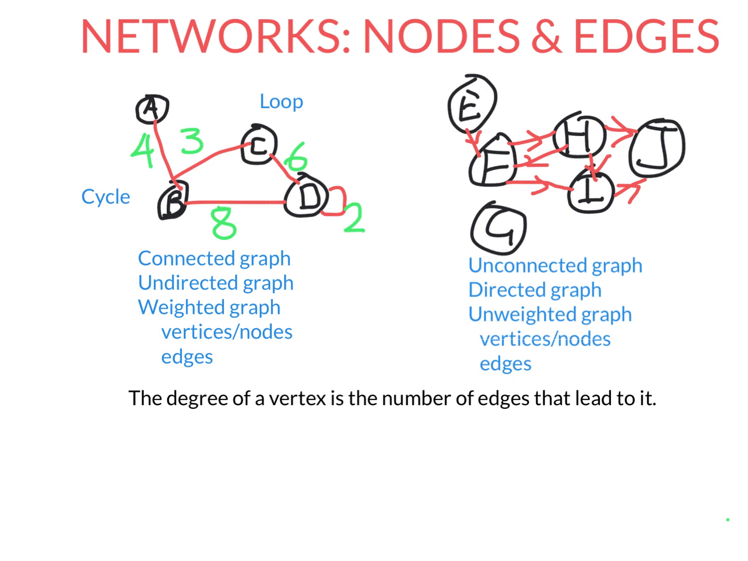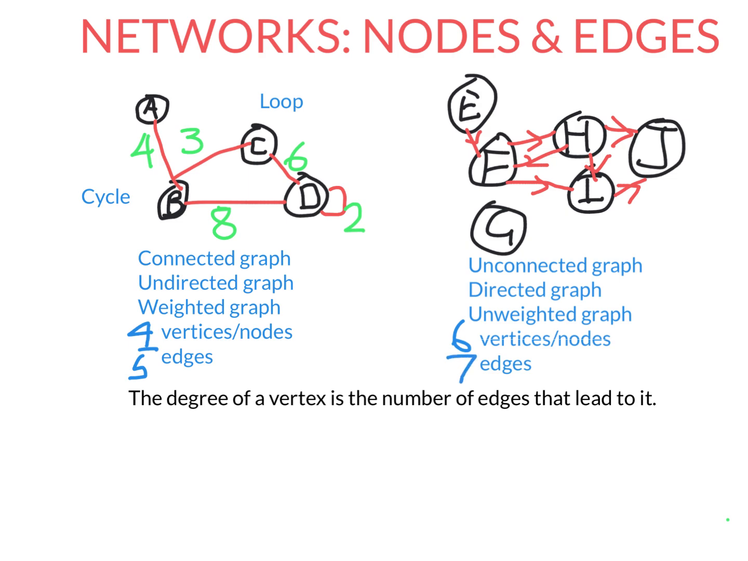They're unweighted graphs. So this here is a graph that has 1, 2, 3, 4 vertices or nodes. Remember, vertices and nodes are the same thing. It has 1, 2, 3, 4, 5 edges, whereas this directed graph over here has 1, 2, 3, 4, 5, 6 vertices or nodes, and it has 1, 2, 3, 4, 5, 6, 7 edges.